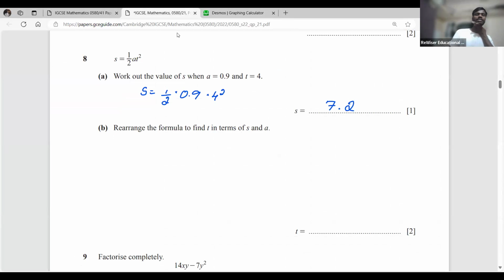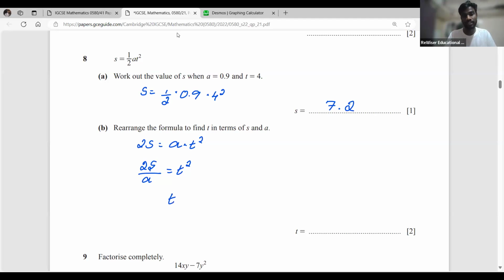And next, rearrange the formula to find t in terms of S and a. So we have to rearrange for t. And this one, you should also be aware of the quadratic thing in mind. When 2 goes to the other side, first of all, it's going to be 2 times S is equal to a times t squared. Then when a goes to the other side, it's going to be 2 times S divided by a is equal to t squared. Now, whenever the square goes to the other side, I have always told you it will always become plus or minus square root of. That is something that we have seen under quadratics.